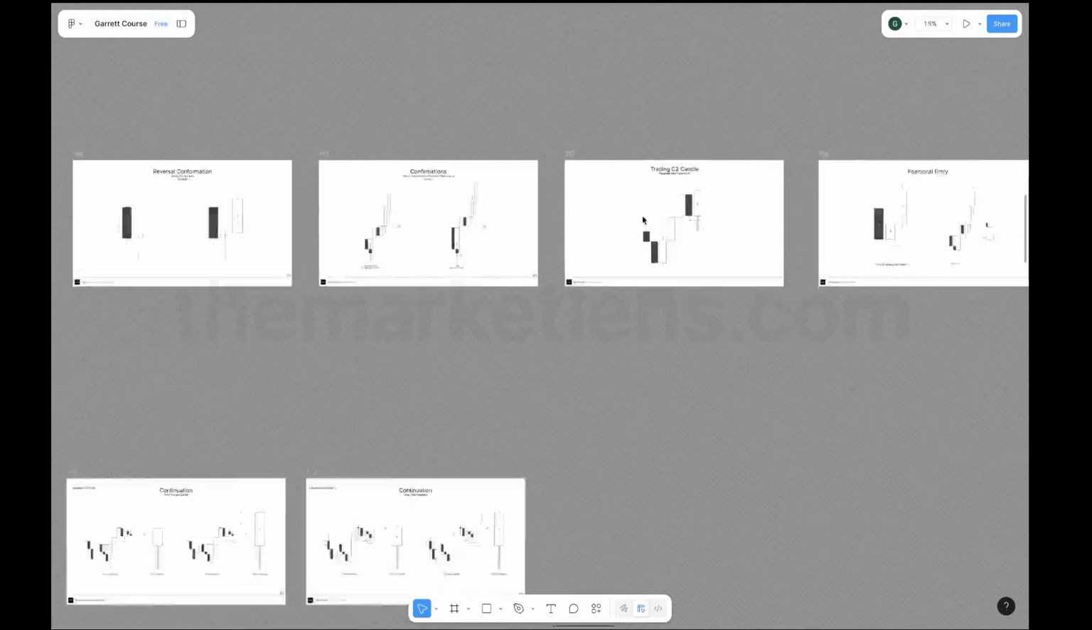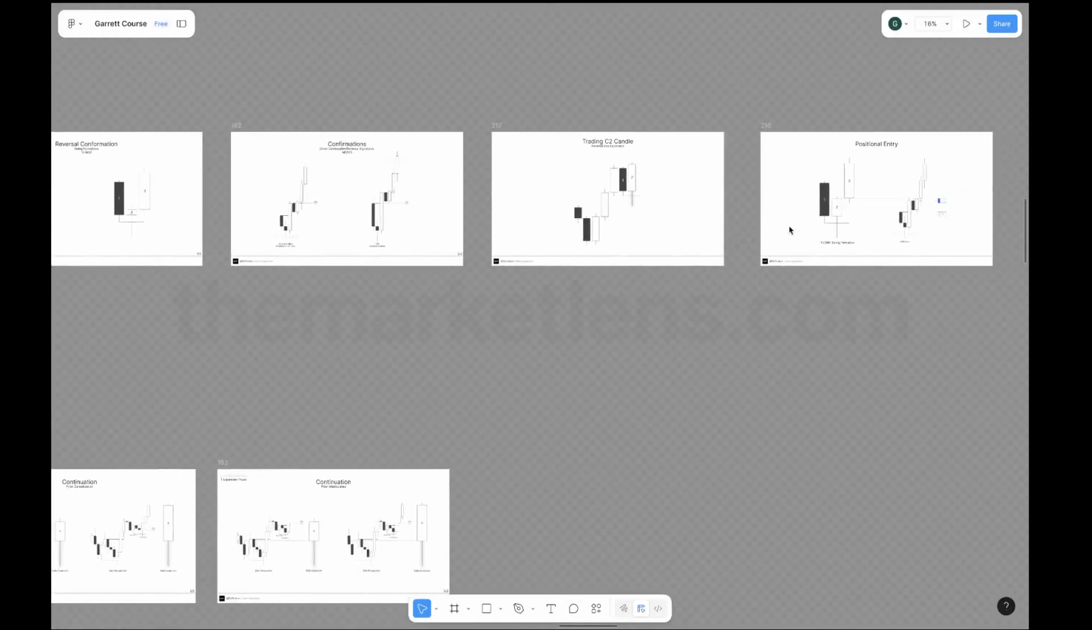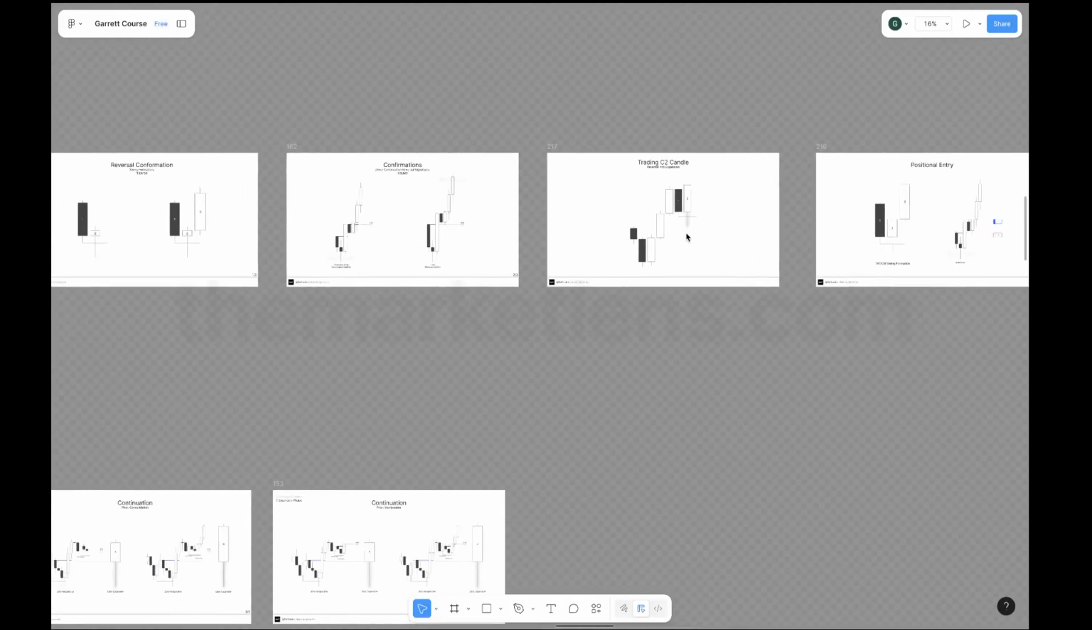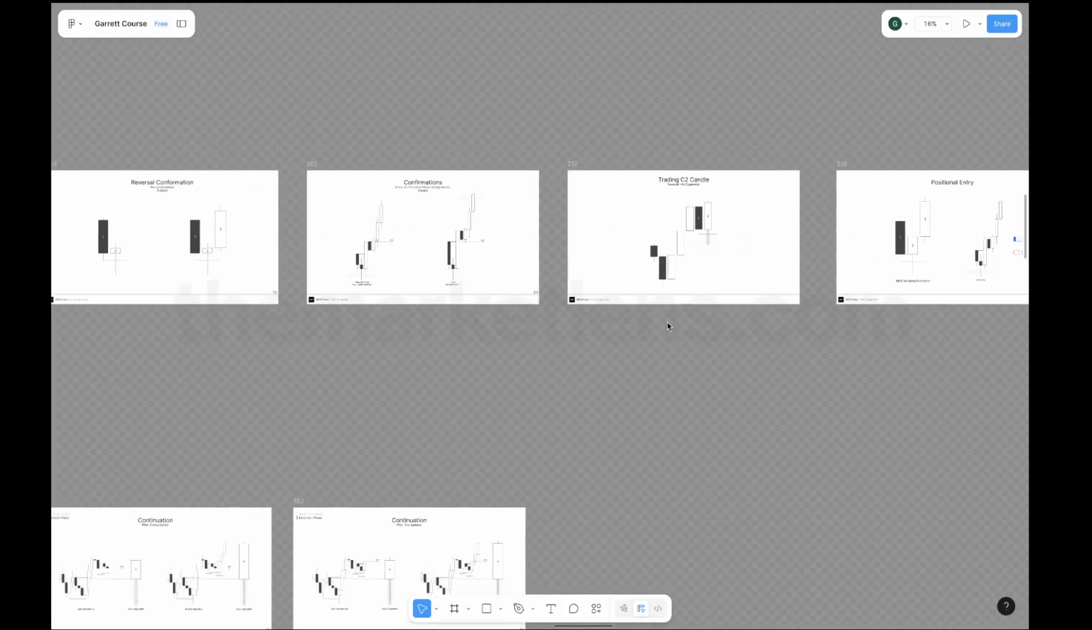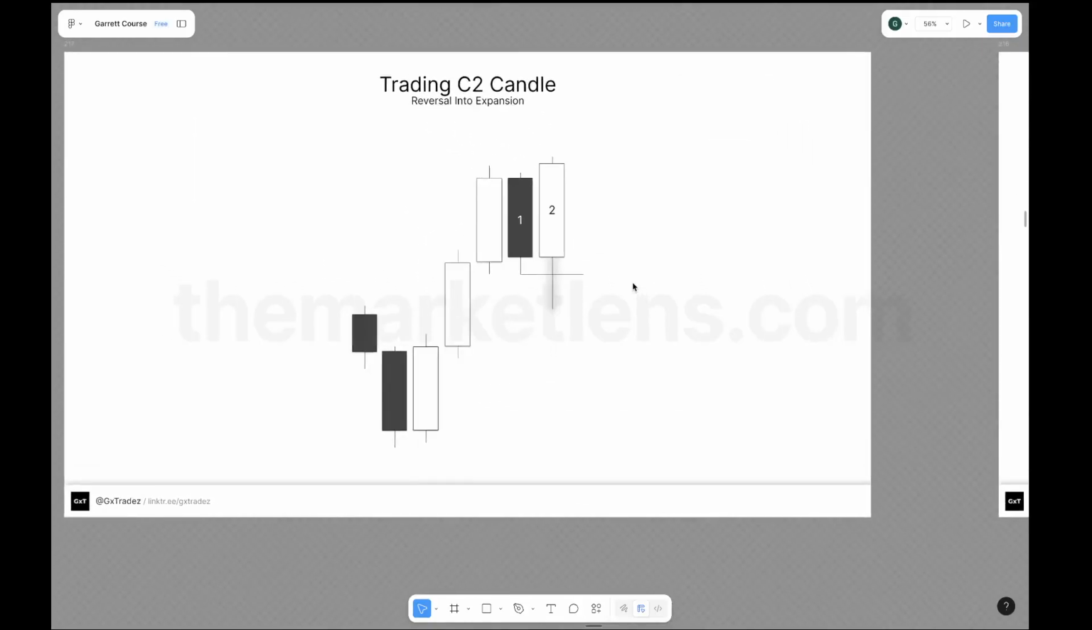How do I trade a candle two? Because I do trade candle twos, but there's specific scenarios where I take a positional entry or a candle two, right, which is not in my course because it requires a little bit more experience to take, and it's very specific. I'm gonna make more detailed slides, so this is just a small introduction, all right?